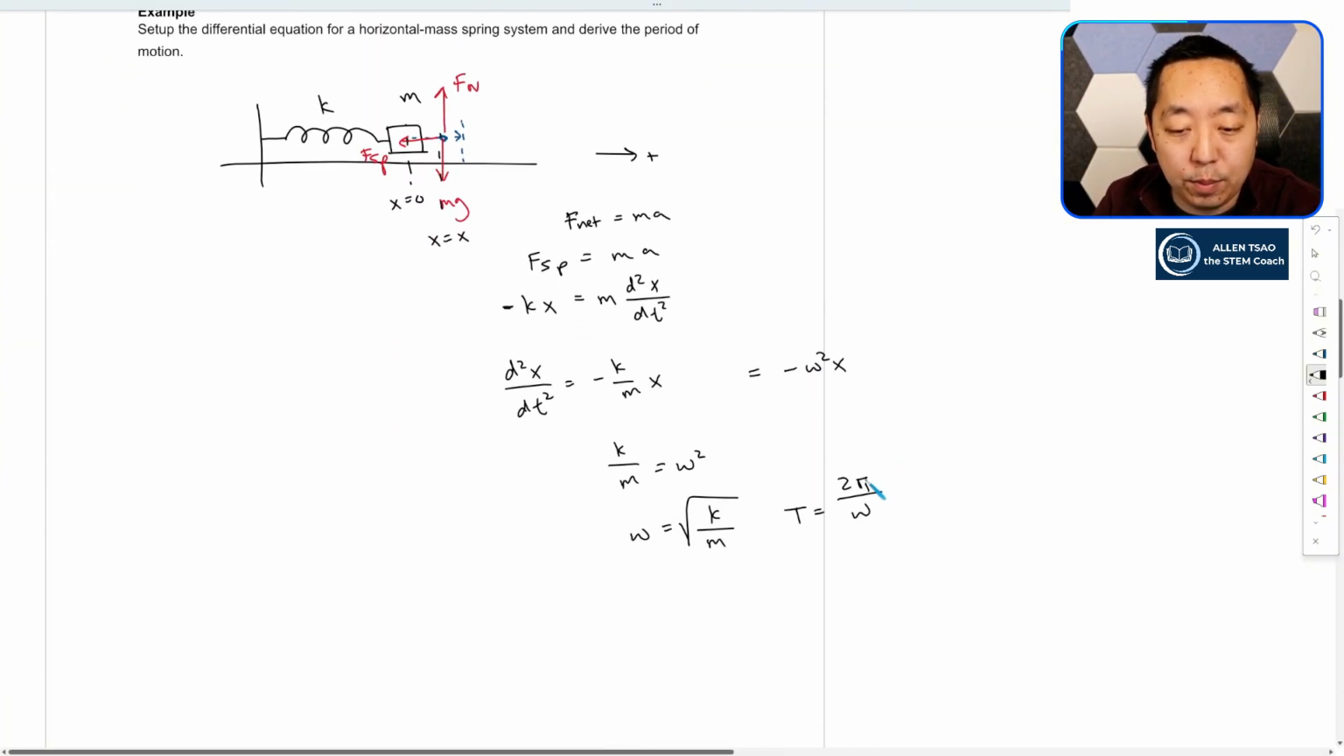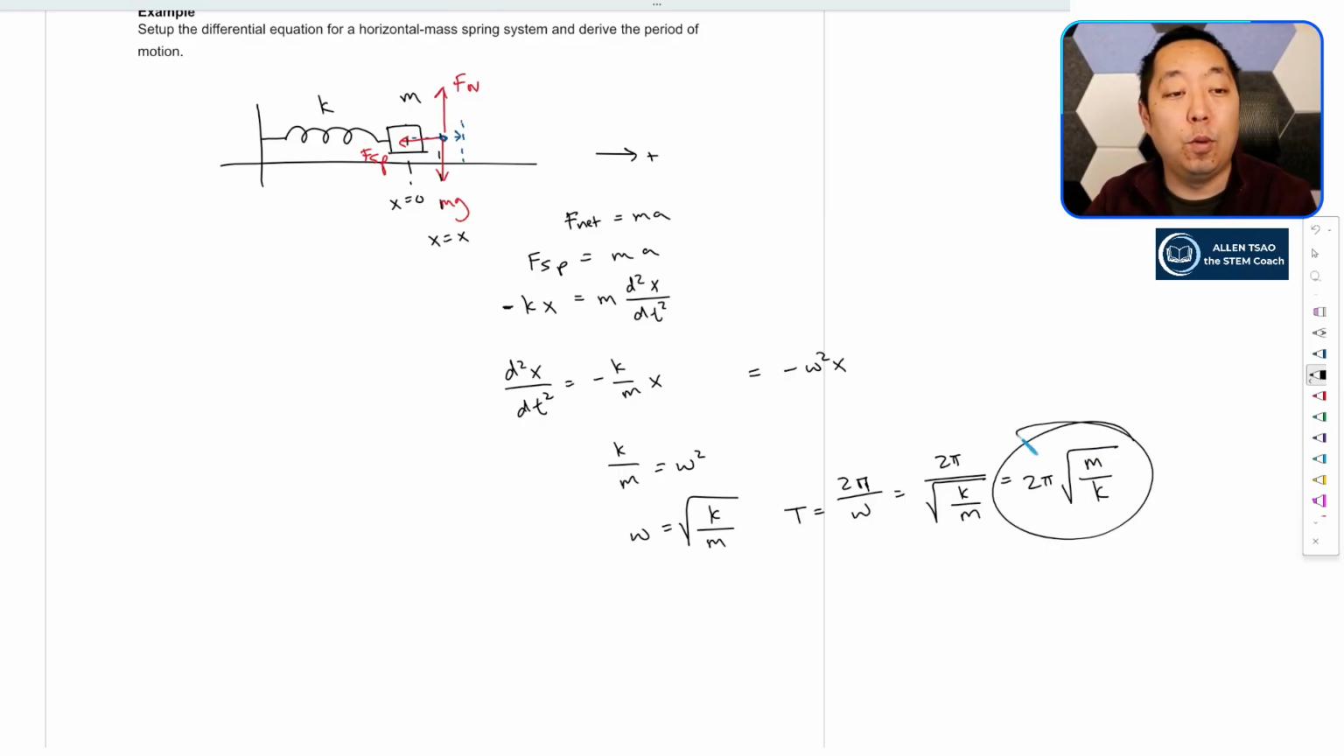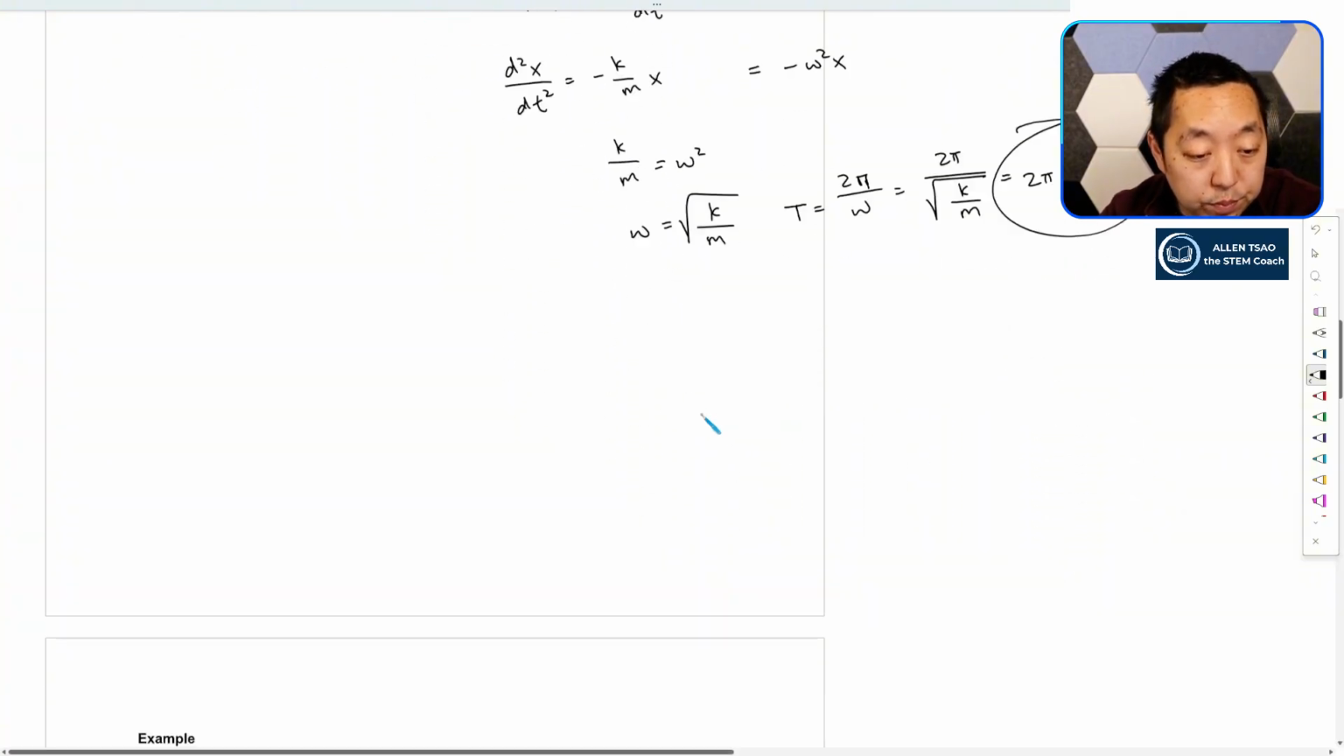So 2 pi divided by omega is going to be that. That's going to be 2 pi divided by square root of k over m. And then you can just multiply by the reciprocal, 2 pi root m over k. And that is our period equation for a horizontal mass spring.